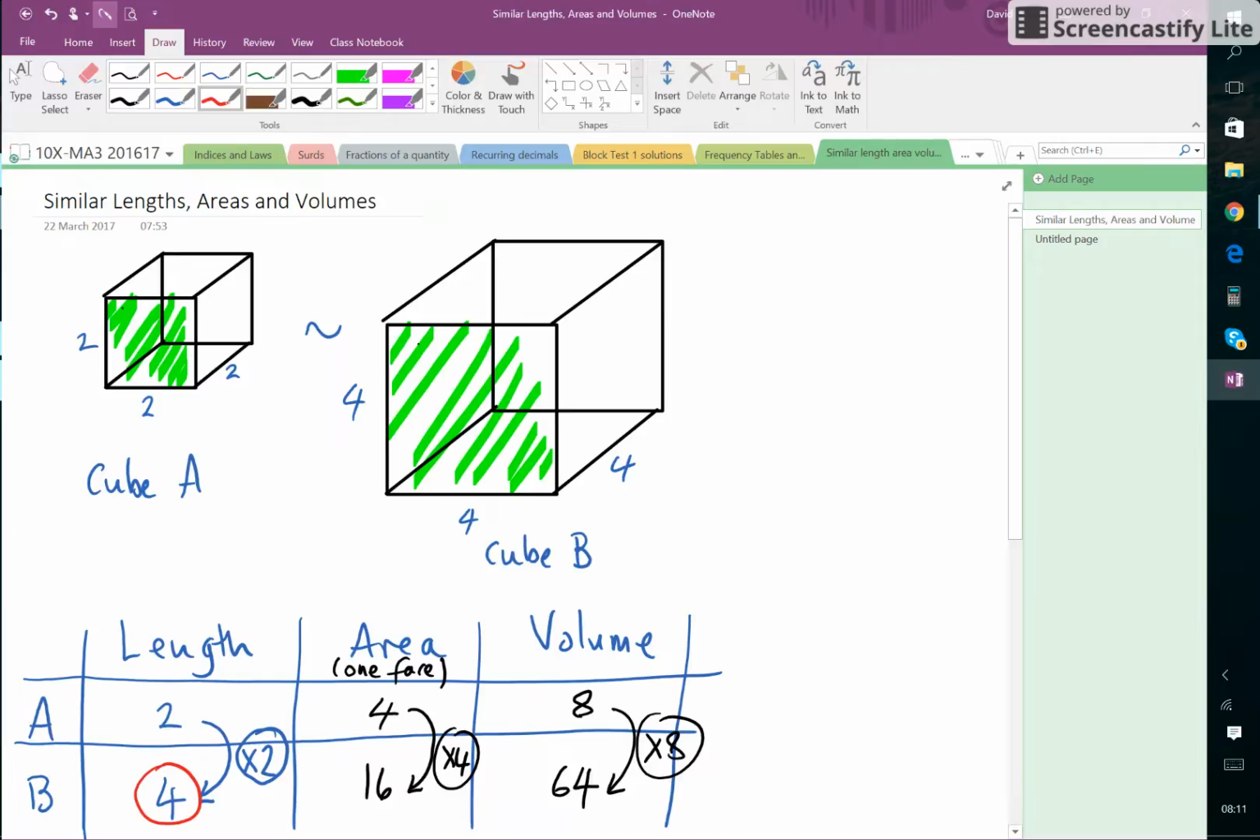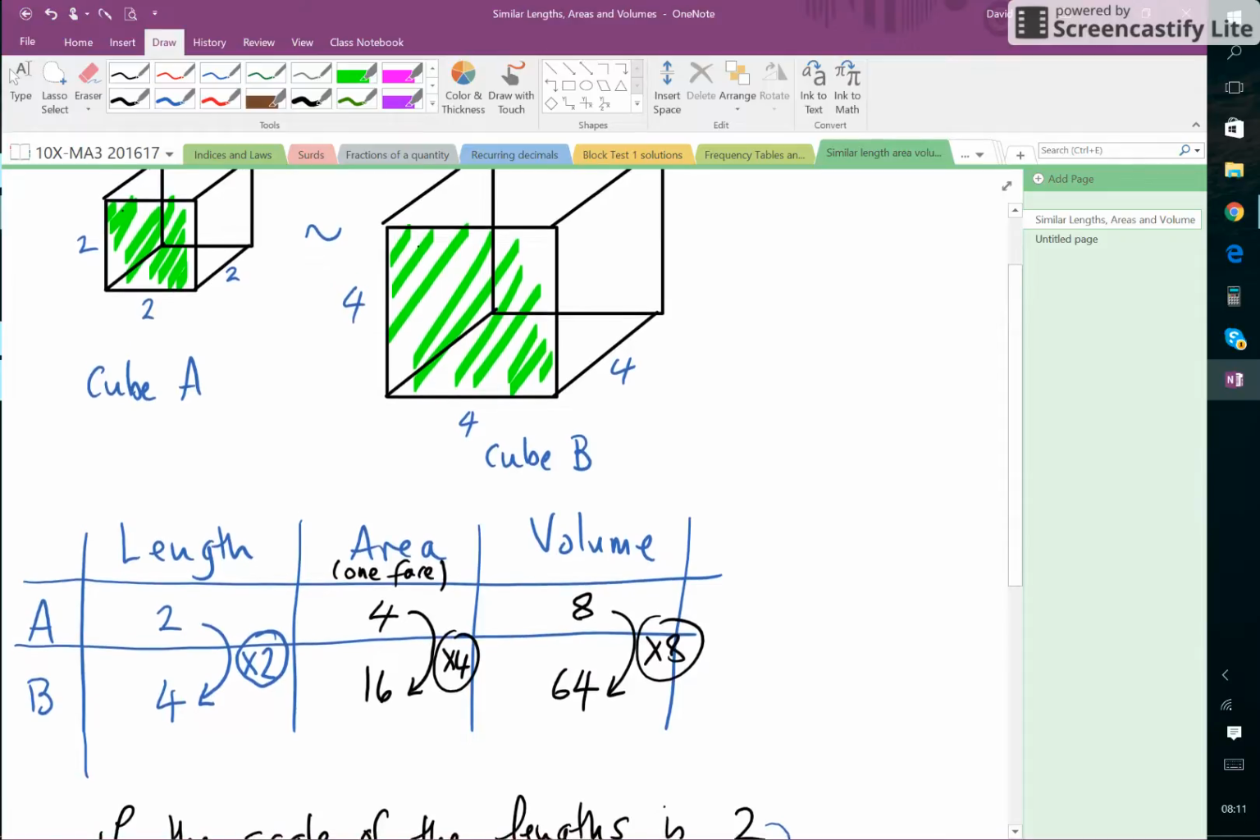So what's happening to the areas? Well, we're going to consider this shaded area of this front face here. And how do we calculate this shaded area? Well, we do length times breadth, multiply those together, so we get 4 square units. And if we do the same thing on the big cube, we get 4 times 4, which is 16. So we've now got 16 square units.